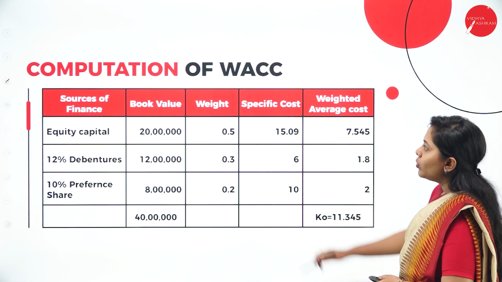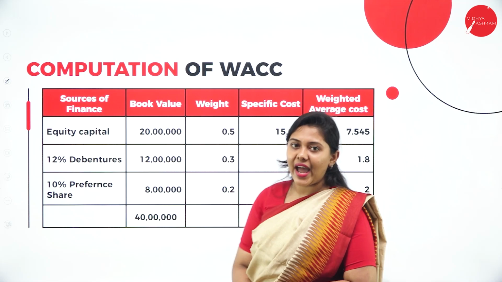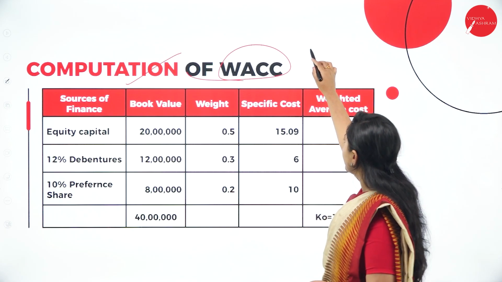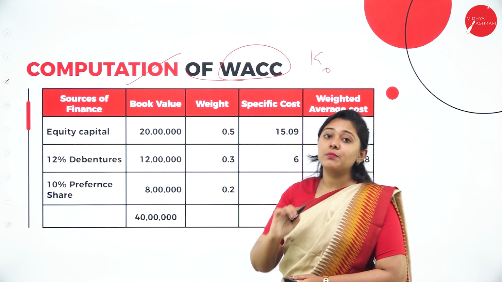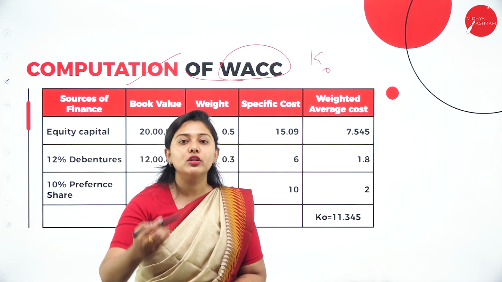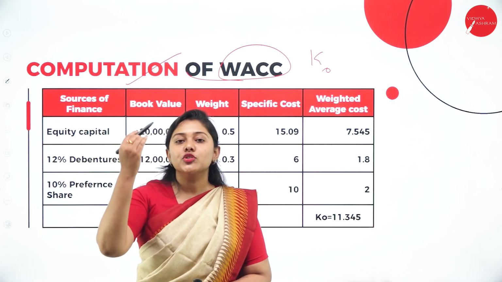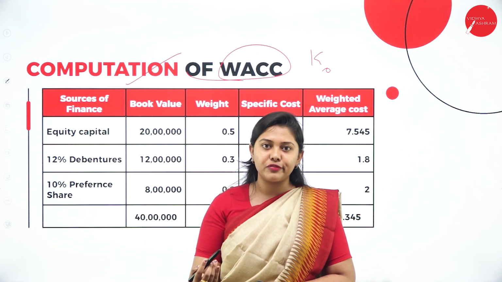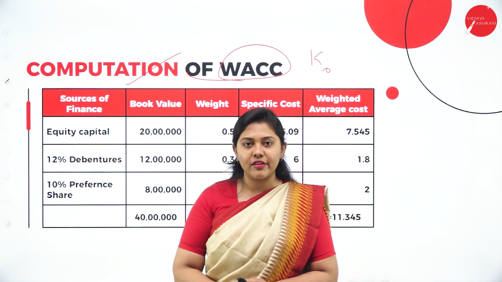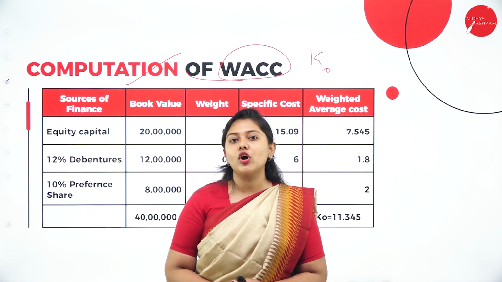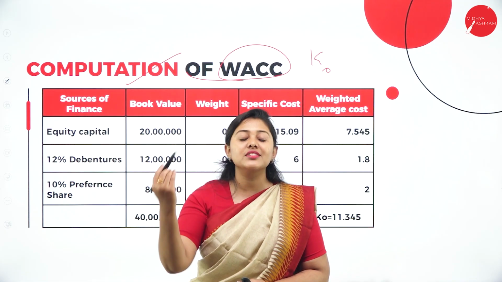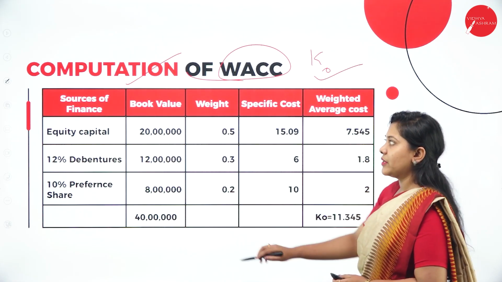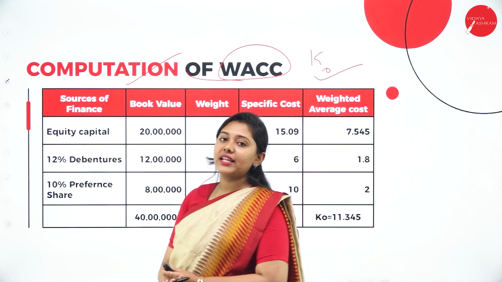Moving forward, now this is the computation of WACC. WACC stands for weighted average cost of capital. It is also denoted as Ko. It includes all the costs. So how do you get it? What are the sources of finance we have used? Equity shares, debentures and preference shares. All the specific costs we have calculated. So if we combine the overall capital, that is your equity, preference and debenture, we get your overall cost of capital. This is the format of calculating your WACC.